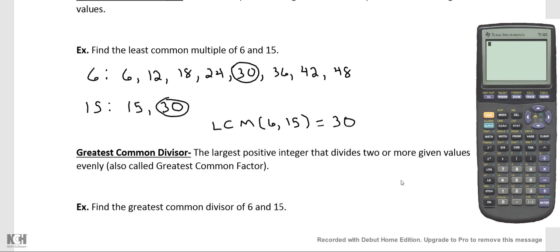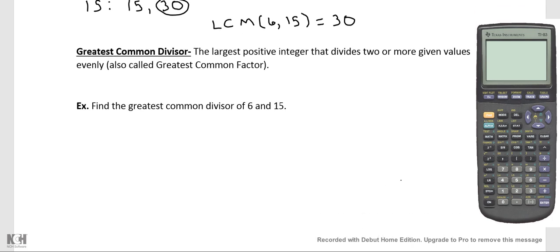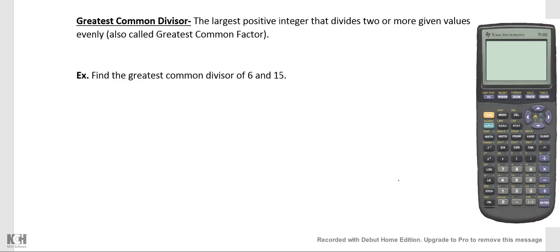So now we're going to look at the greatest common divisor. The greatest common divisor, also known as the greatest common factor, is the largest positive integer that divides two or more given values evenly. So we're going to look at the greatest common divisor of 6 and 15. The way I do this is I list out all the numbers less than the given number that divide into that number evenly. So for instance, we always start with 1. 1 goes into any number evenly.